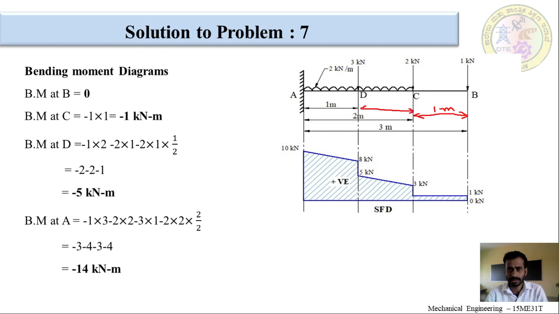So, this distance is 1 meter. Okay. Now, minus 2 into 1, this is the bending moment for this load. Next, we have to consider the UDL also. That is a 2 kilonewton load for a distance of 1 meter.